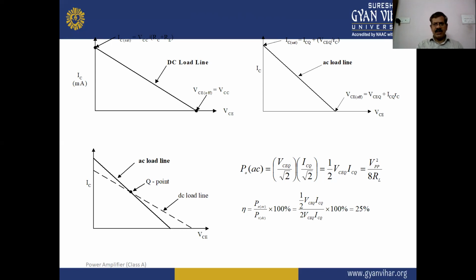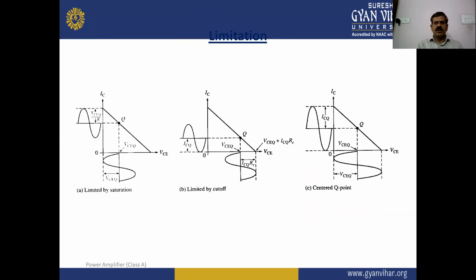So efficiency is PAC upon PDC into 100. So put the values of PAC and PDC: half VCEQ ICQ upon 2 VCEQ ICQ into 100. So this will be equal to 25%. So the efficiency of a class A amplifier is 25%.